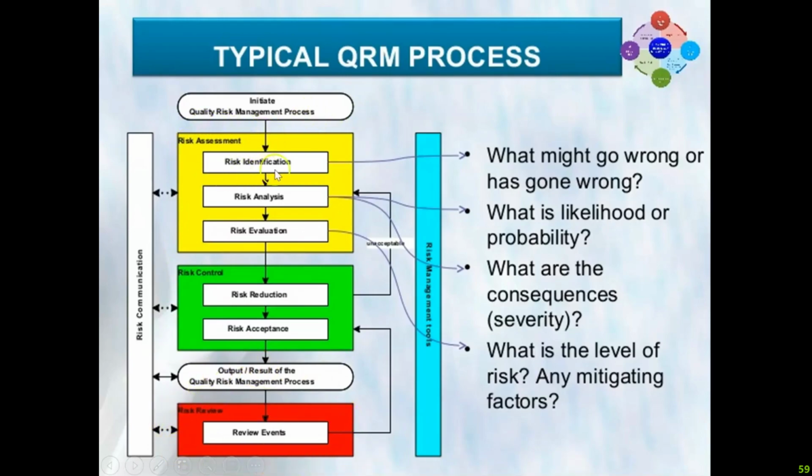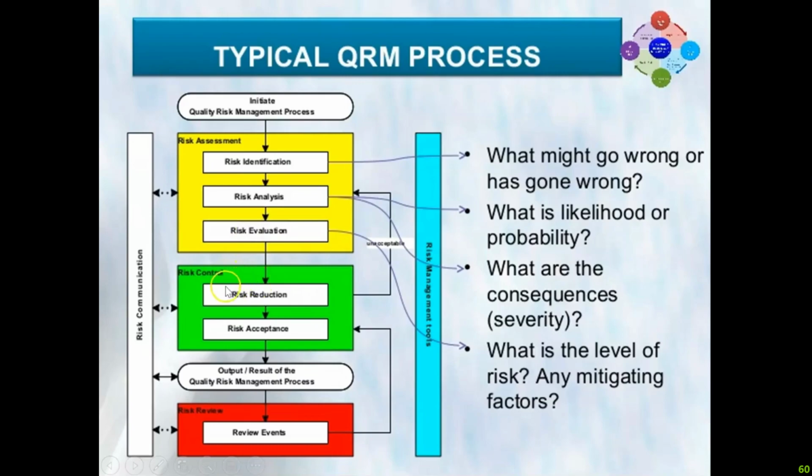So in our risk assessment, we're looking at risk identification, what might go wrong or what has gone wrong. We look at the risk analysis. What is the likelihood or the probability, and what are the consequences or the severity of that risk? Then we will evaluate the risk. What is the level of risk when we take all of that into account? Are there any mitigating factors we can put into place?